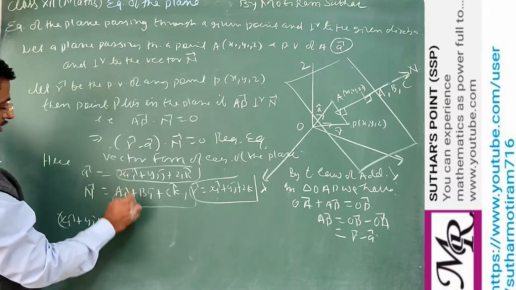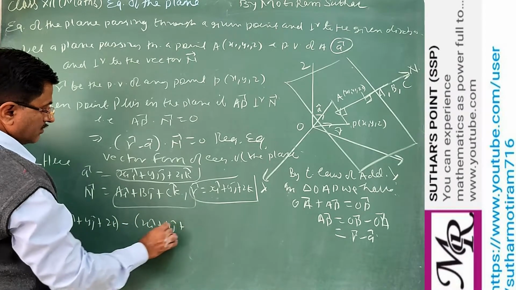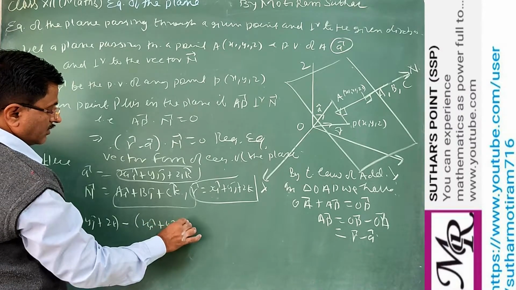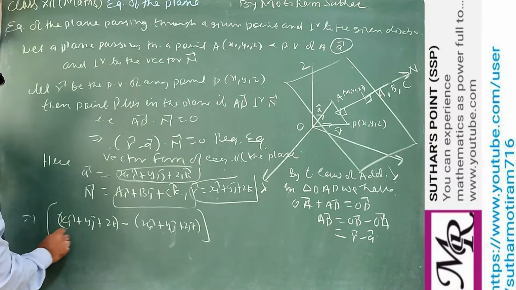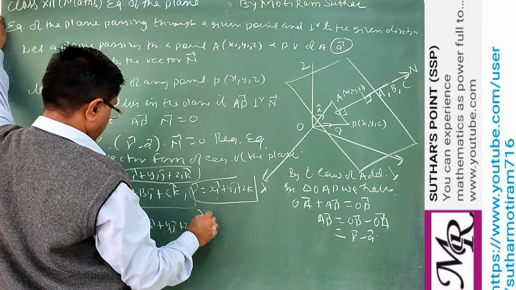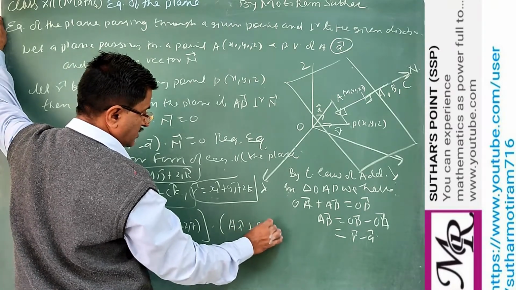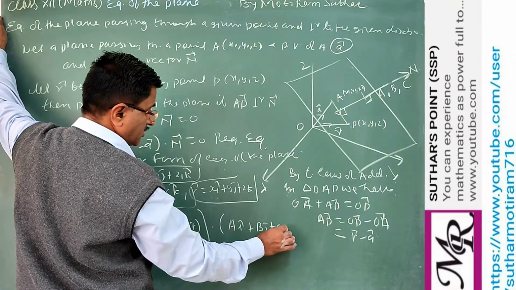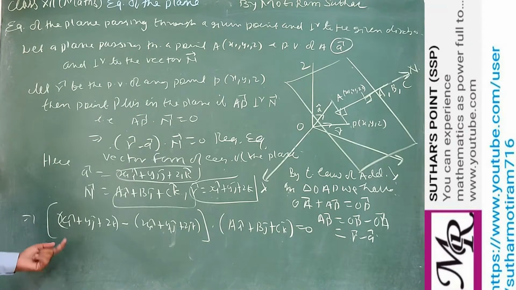Minus a vector, that is xi plus yj plus zk. This is this. So, into n dot n means here ai plus bj plus ck. That should be 0. Now you can easily solve here.